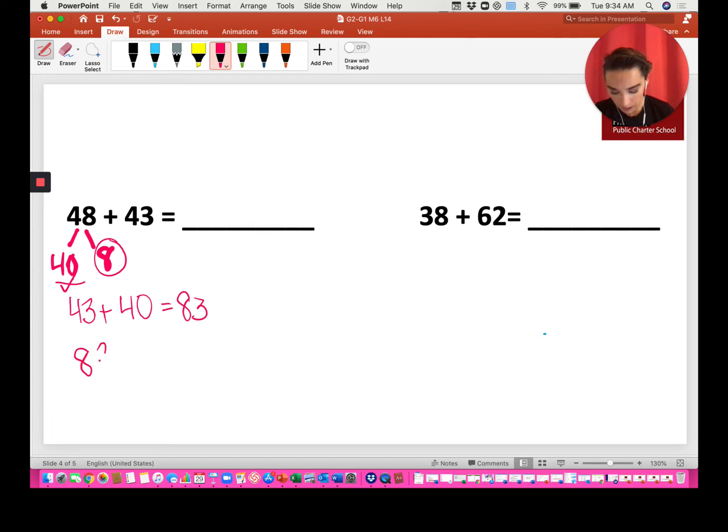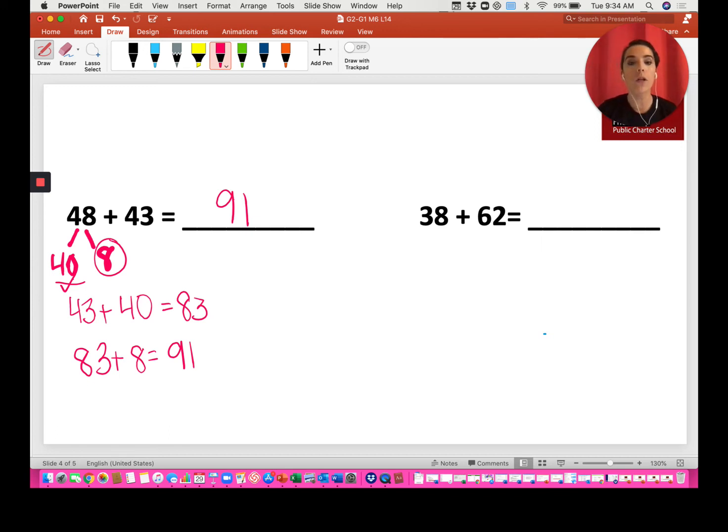And so I have 83, and I'm going to add my 8 ones, which if I count up, I will get what? Excellent. 83, 84, 85, 86, 87, 88, 89, 90, 91. I added 8, and so I got 91. So our answer was 91.